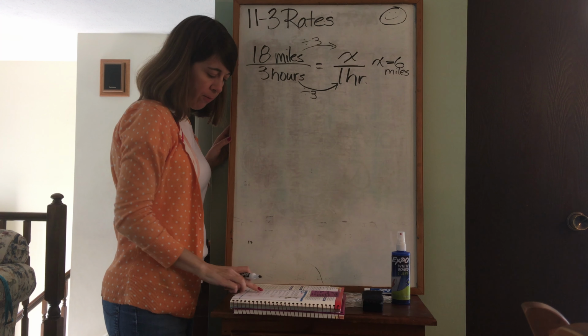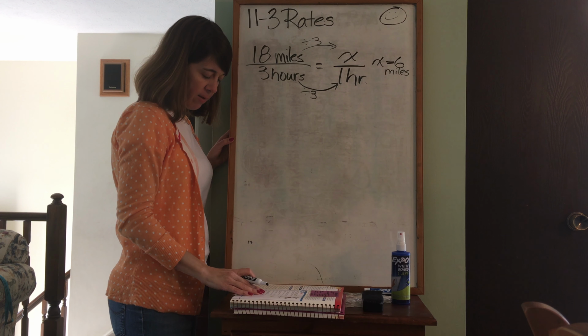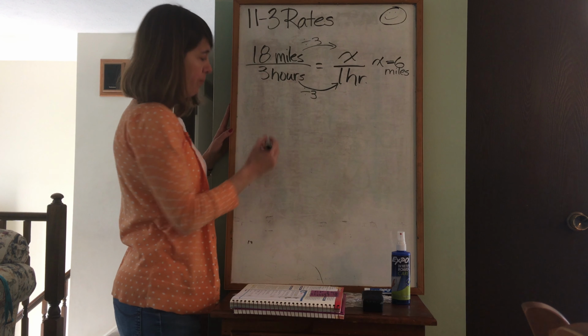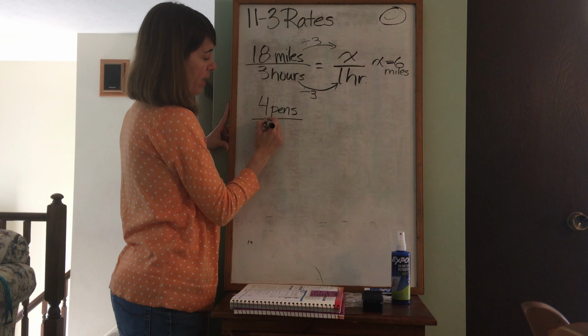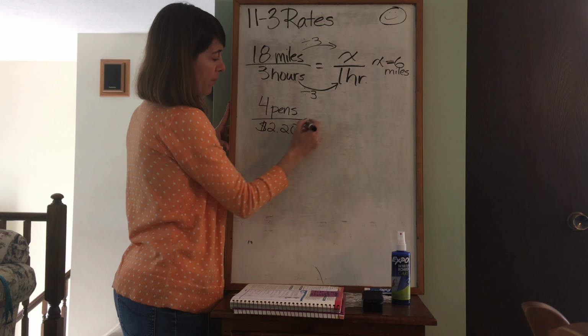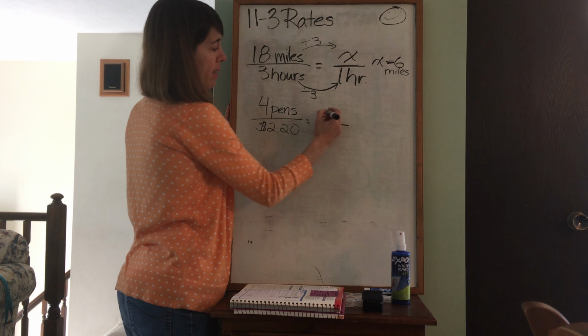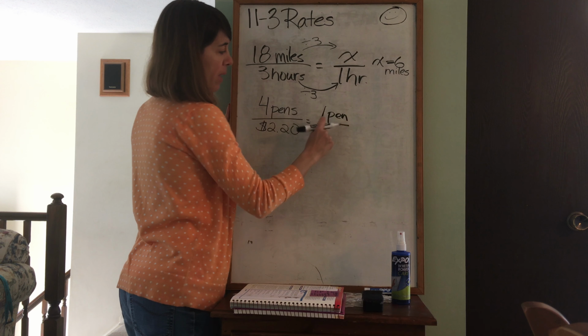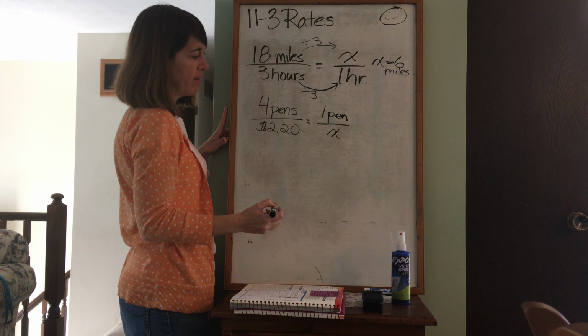Looking at the next orange arrow, 4 ballpoint pens cost $2.20. This rate of cost can be given as a ratio. So 4 pens is $2.20. And then they want us to find the cost of 1 pen. So we fill that in, pen across from pen, money will be across from money. We want to know how much, so that is X.